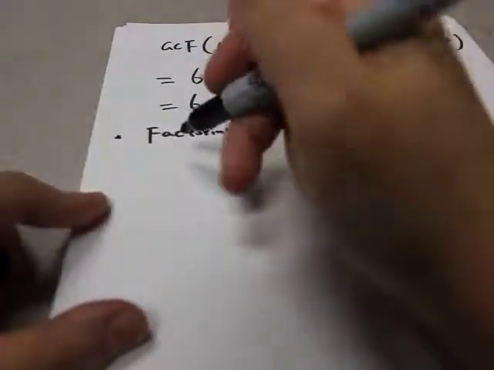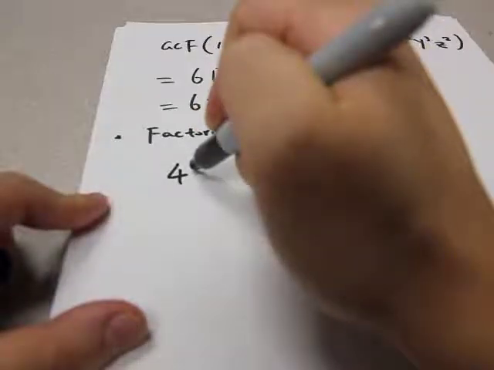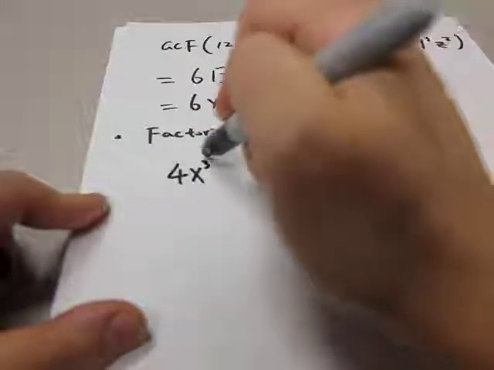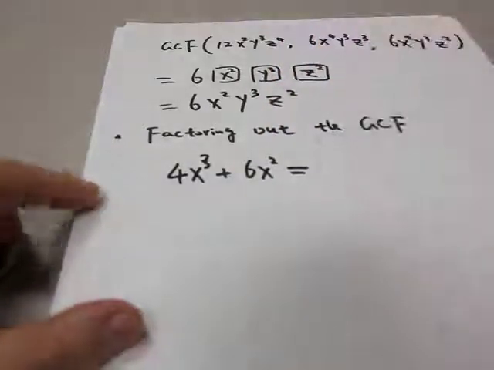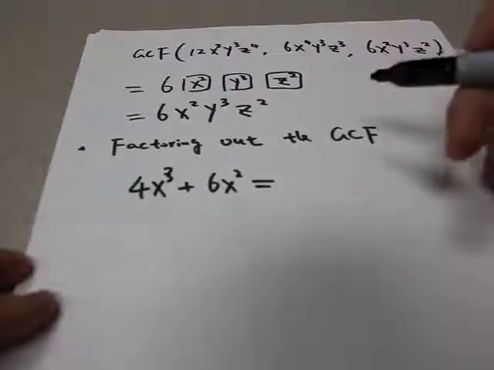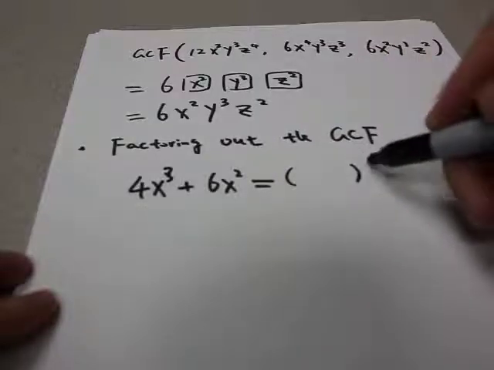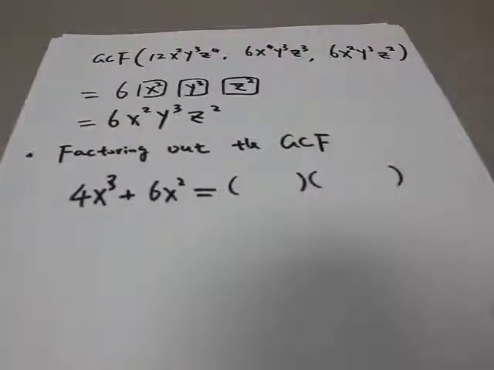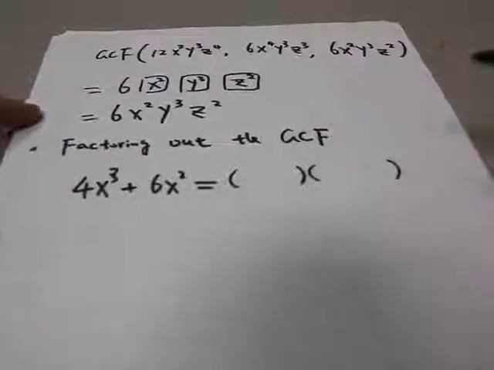Now let's say we have a binomial, 4x to the third plus 6x squared, and I want to factor this binomial. Remember, when we factor a polynomial, it means we want to write it as a product of other polynomials, right? So now here we have two factors.